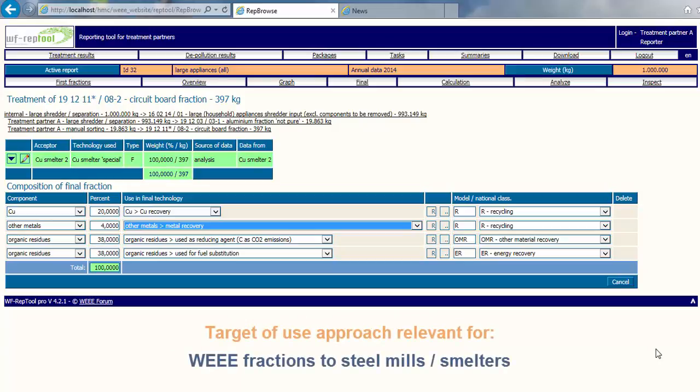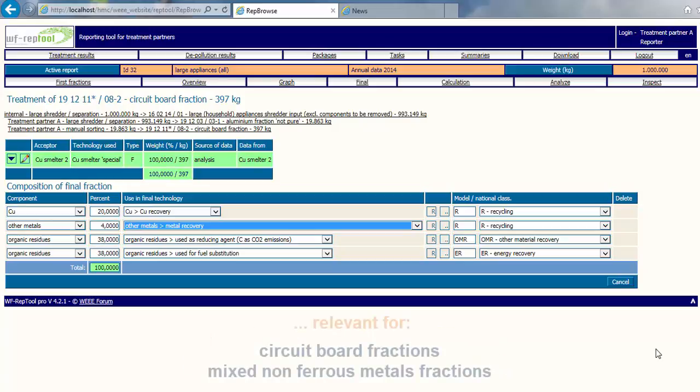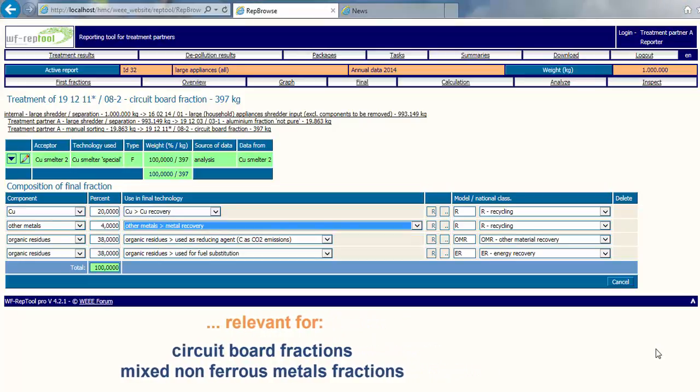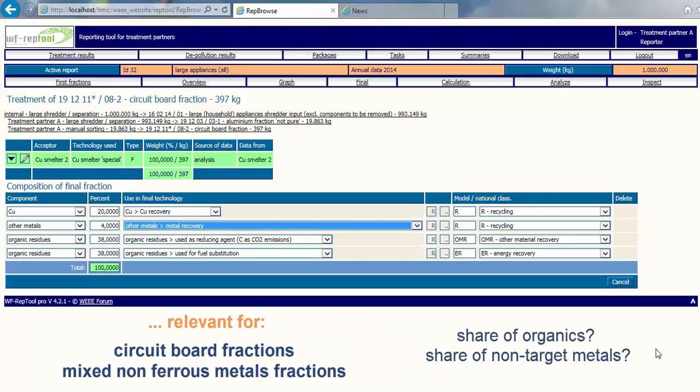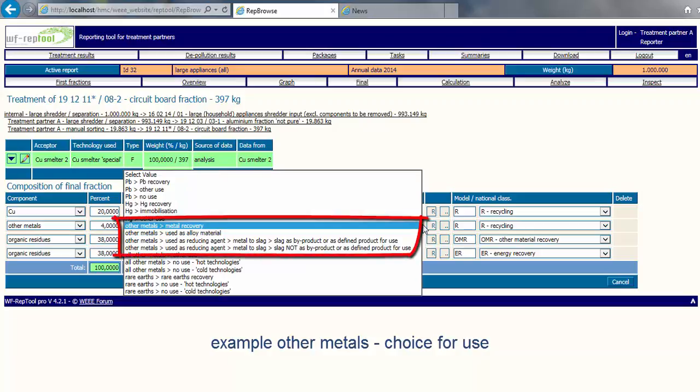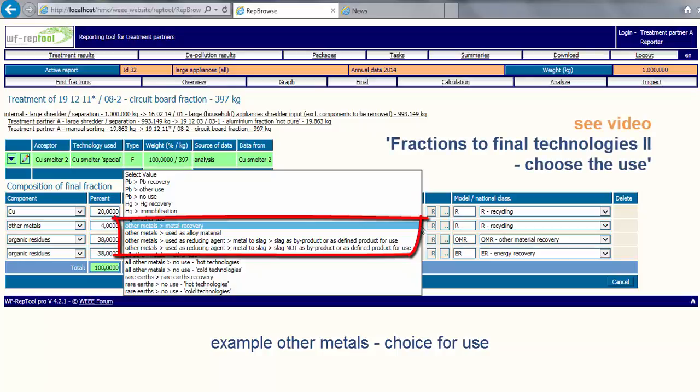This target of use approach is mainly relevant for WEEE fractions going to steel mills or smelters, especially circuit board fractions and mixed non-ferrous metal fractions, where we have to ask the share of organics and non-target metals in the input material. So metals which are not recovered as individual metals or alloys. See here an example for other metals and the choice. Please have a look at the video Choose the Use to get some advice to choose the correct use for the individual final technology.